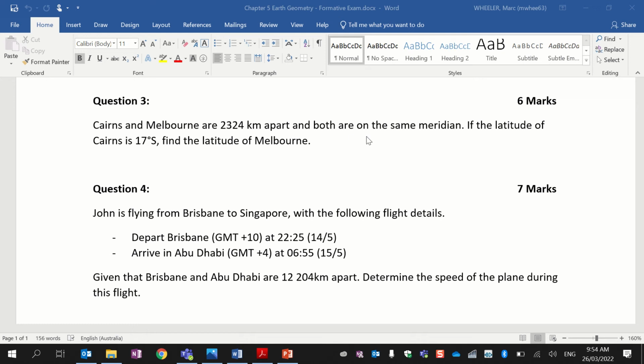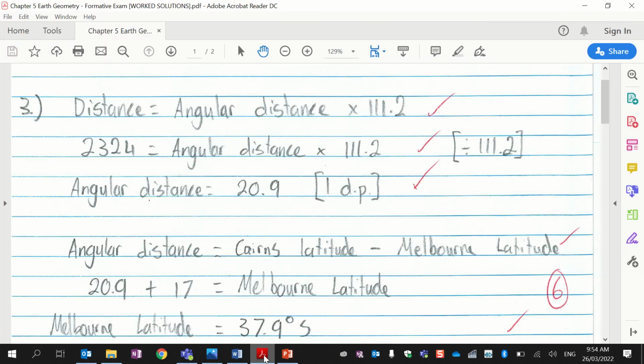The trick is that it tells you it's on the same meridian. I think you already know that. If it's the same meridian, it's a great circle, so we're just going to use distance equals 111.2 times angular distance. If I jump over to the worked solutions, that's why this formula was chosen.